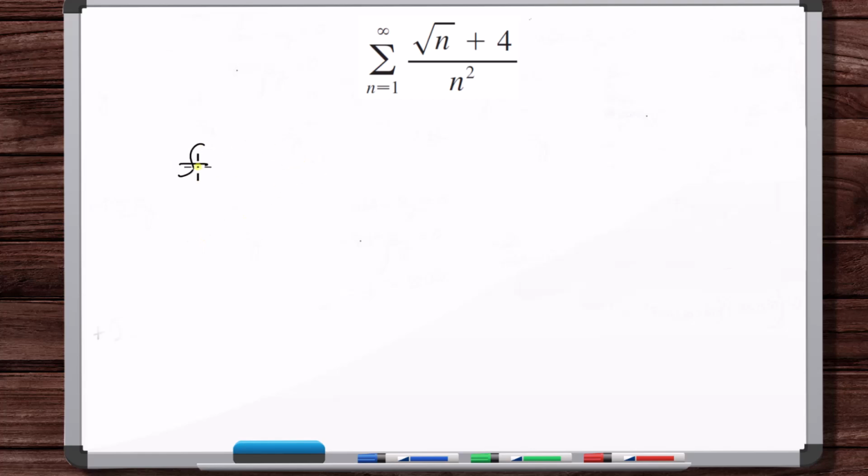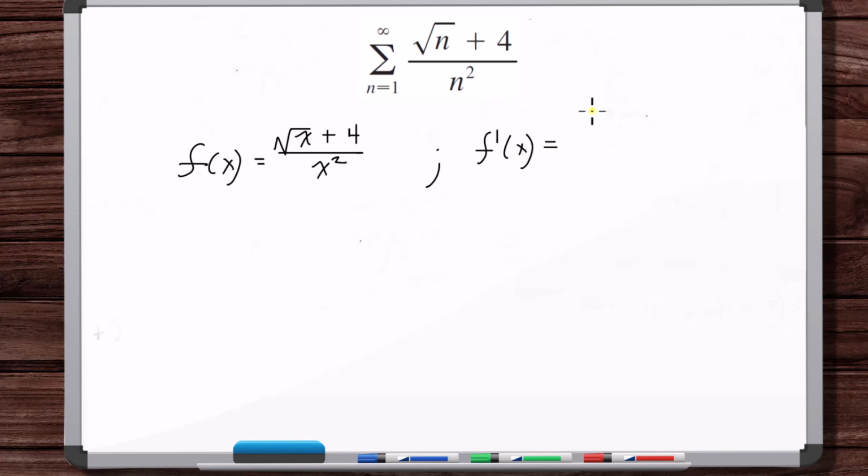Okay, if we replace n with x, all right, is this continuous from x is equal to 1 to infinity? Yes. Is it positive? Yes. Is it decreasing? Just glancing at this, it seems to me that this is decreasing. x squared is going to increase faster than square root of x. But we can take the derivative just to see.